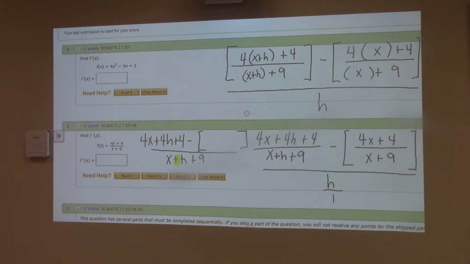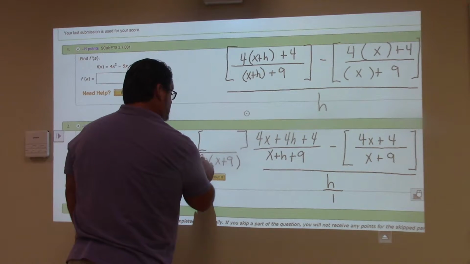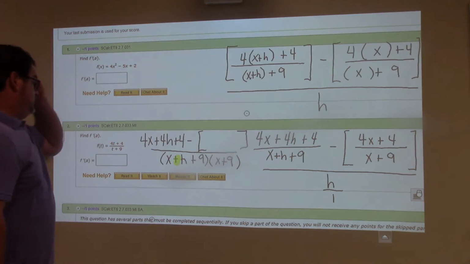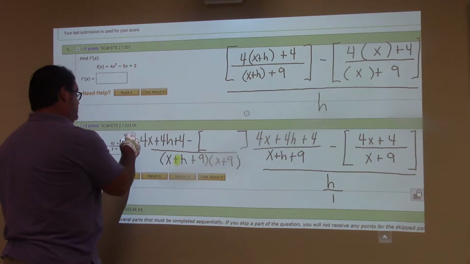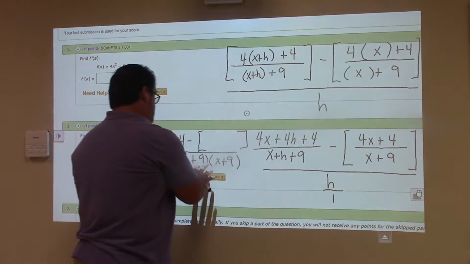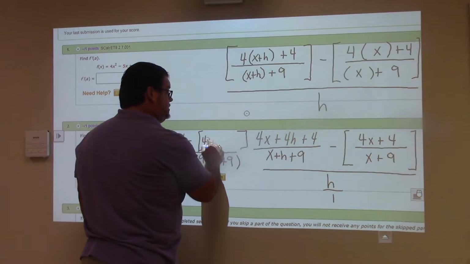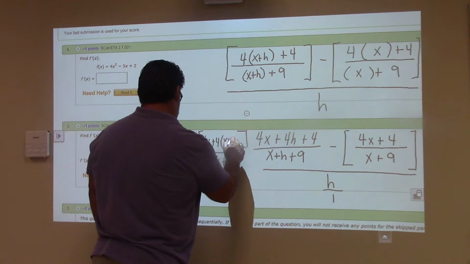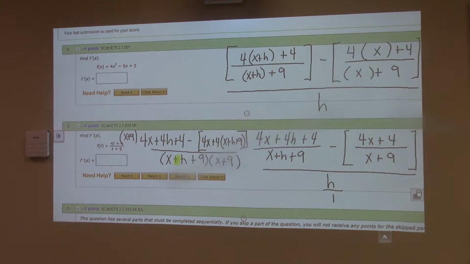I'll tell you what, let's make it x plus h plus 9 times x plus 9. How about that? Might make it easier. There. So this will go in this x plus 9, so that'd be x plus 9 right here. Now how many times will this go into this? X plus h plus 9, right? So 4x plus 4 times x plus h plus 9. God, what a mess. All multiplied by 1 over h.